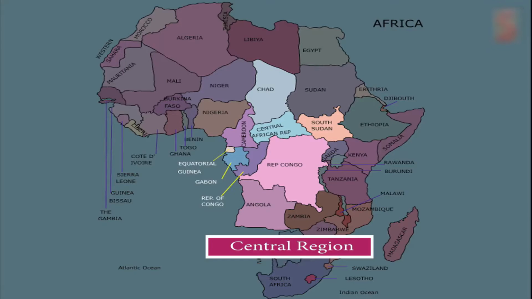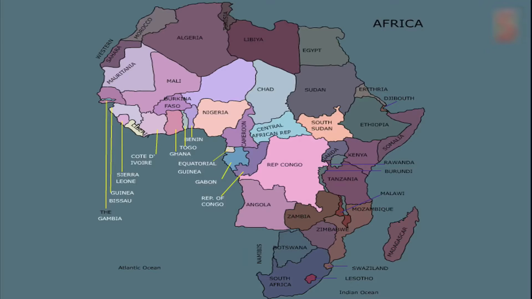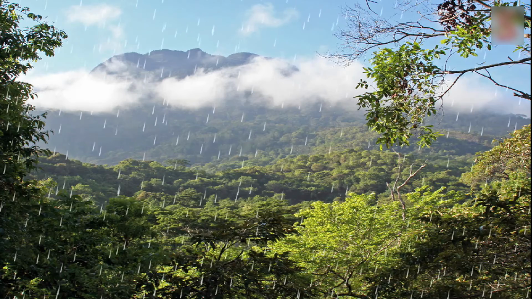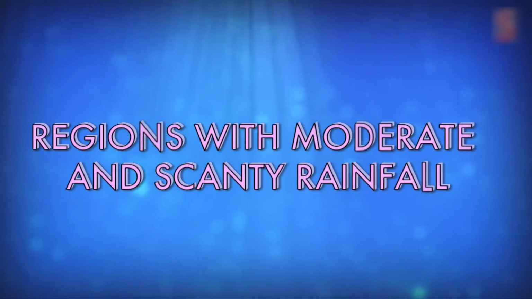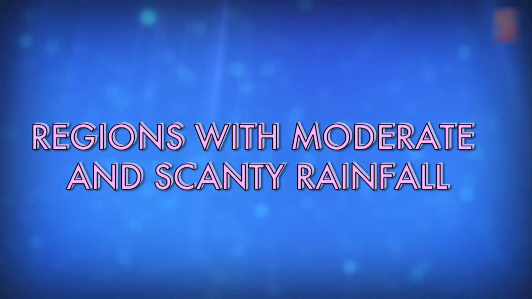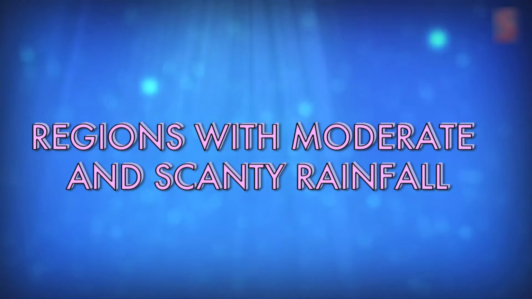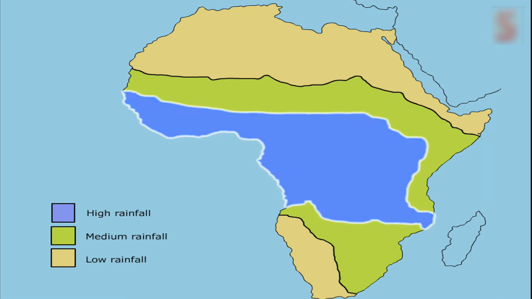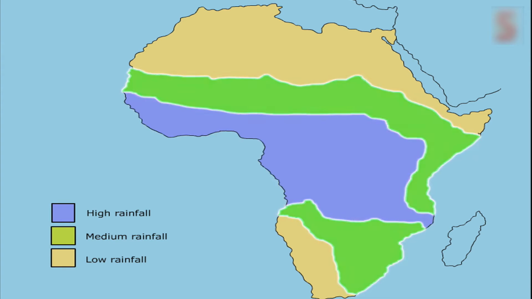The central and western regions, which are on either side of Africa, receive heavy rainfall. Heavy rainfall and a warm climate help in the survival of the dense forests in this region. The zone of heavy rainfall is surrounded by the zone of moderate rainfall.